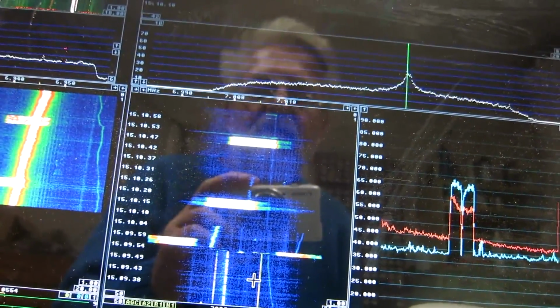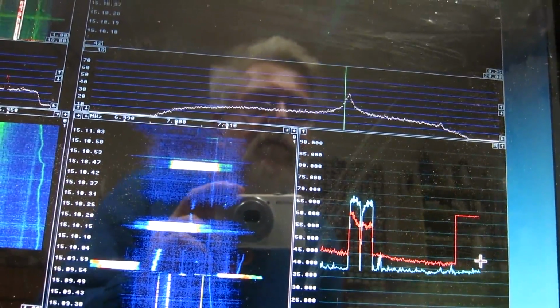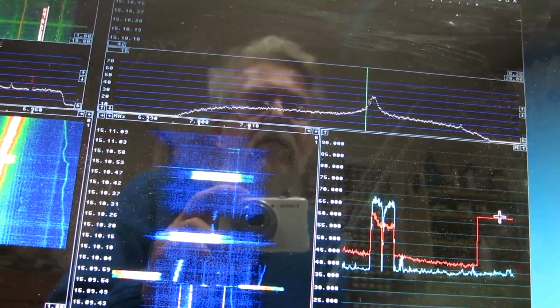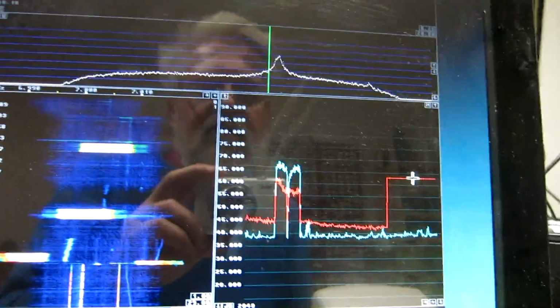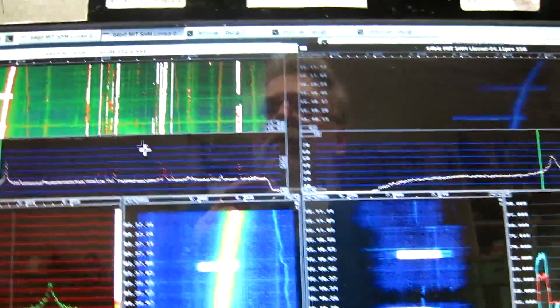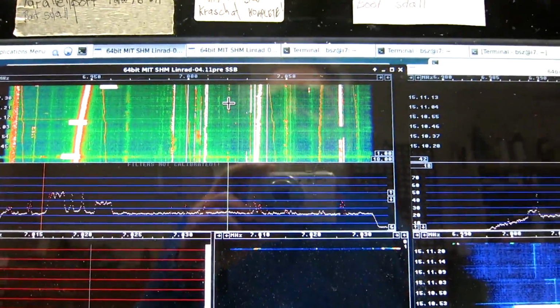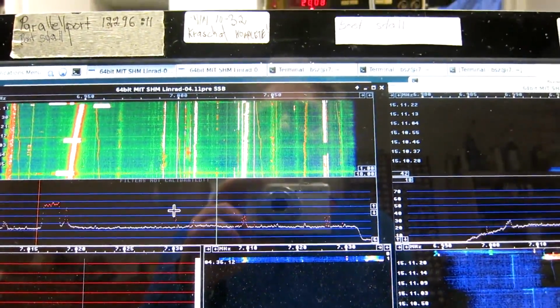I can read from the S meter. It is 10, 20, 23 dB above the noise floor. But in this recording there are not many interesting signals. Maybe here.